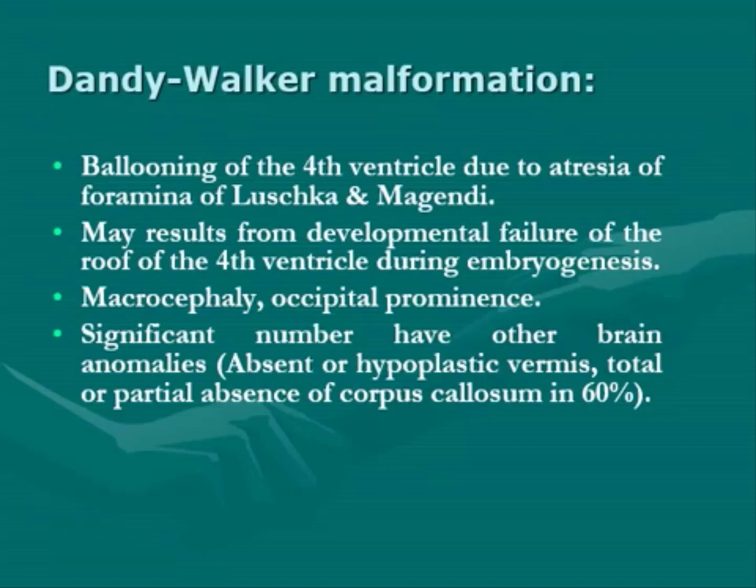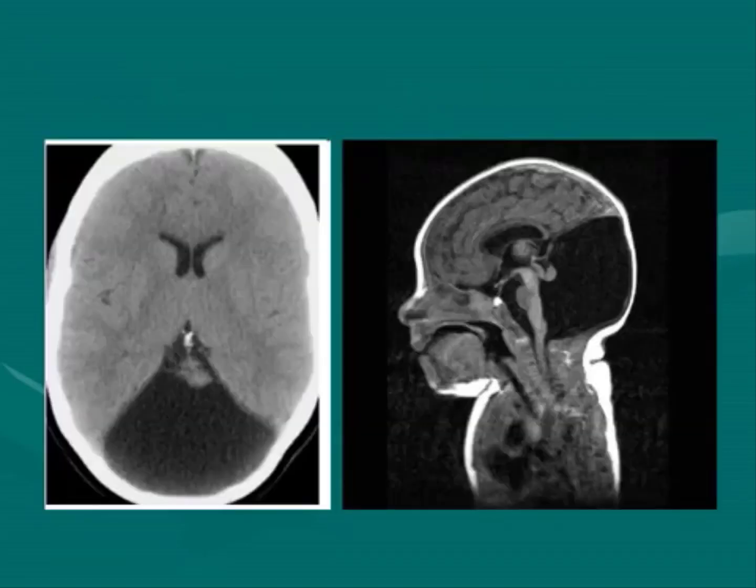Other congenital anomalies may be associated with Dandy-Walker malformation, like absence or hypoplasia of the vermis, which connects the two cerebellar hemispheres, and total or partial absence of the corpus callosum in 60% of patients. This is the CT finding of a patient with this abnormality, showing the posterior fossa totally occupied by CSF due to ballooning of the fourth ventricle.